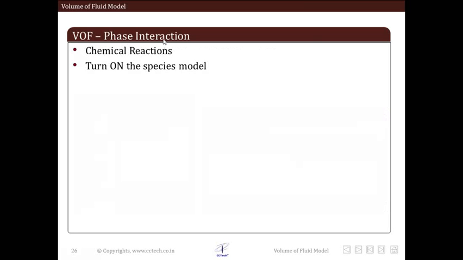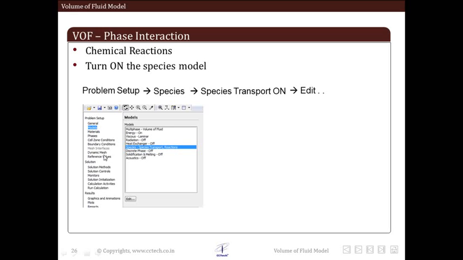Let us now see in detail the phase interaction options. First, we will see chemical reactions modeling within the phase interaction options. For this, we need to turn on the species model, that is the species transport model. For doing this, we go to problem setup, then to species. Then we go to species transport and turn it on. And then we edit all the parameters related to species transport.